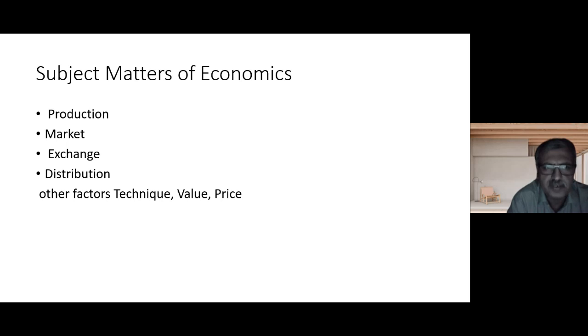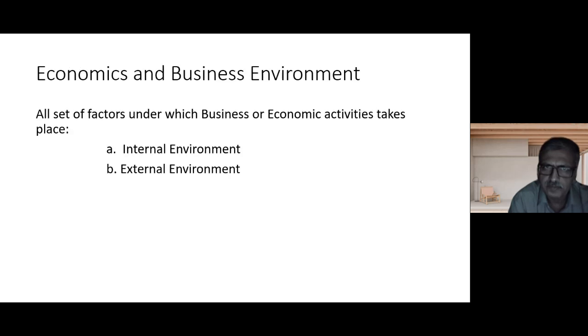And the last one is distribution. After all this happens, the revenue from the exchange, the money that came, how does it get distributed among all the stakeholders of economics? So how it is distributed among all the stakeholders of a geography, a nation or a region, we try to understand in the distribution mechanism. So these are four typical subject matters of economics: production theory, market theory, exchange theory, and distribution theory. We will try to deal with all of them one by one.